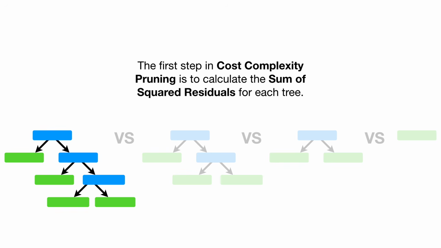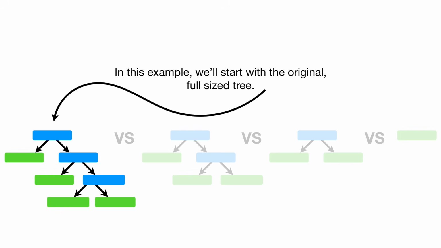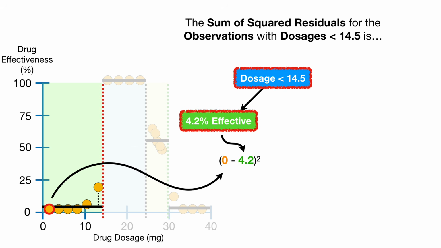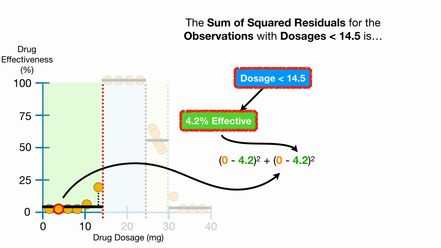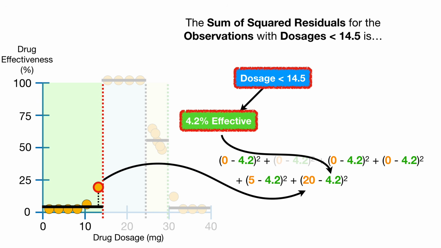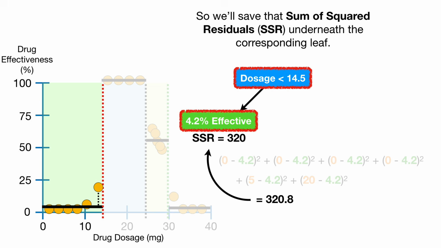The first step in cost complexity pruning is to calculate the sum of the squared residuals for each tree. In this example, we'll start with the original full-sized tree. Here is the original full-sized tree. The sum of the squared residuals for the observations with dosages less than 14.5 is 320.8. So we'll save that sum of squared residuals underneath the corresponding leaf.